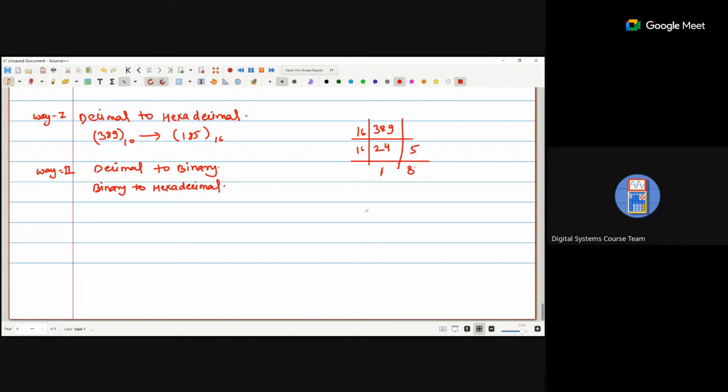The number is 101000011. Okay, now so binary number is this one. Now we convert into the hexadecimal. So this is the 1, 2, and third one we are adding 3 zeros. So it is a 5, 8, and last one. So 185.